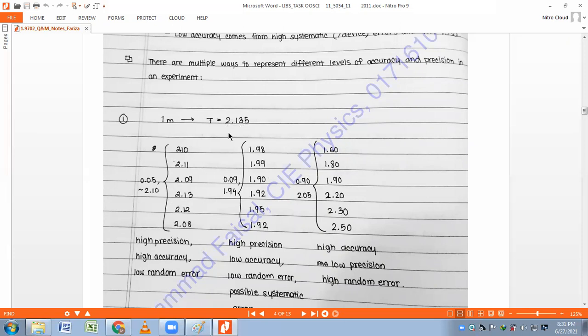Let's say the true value for a 1 meter length of simple pendulum, the time period for one oscillation, is supposed to be 2.135 seconds. That I know as a true value. Let's say 3 different students are doing 3 different experiments and they come up with this set of data. The first one has 2.10, 2.11, 2.09, 2.13, 2.12, 2.08. These are the values that the first student gets by repeat and average.